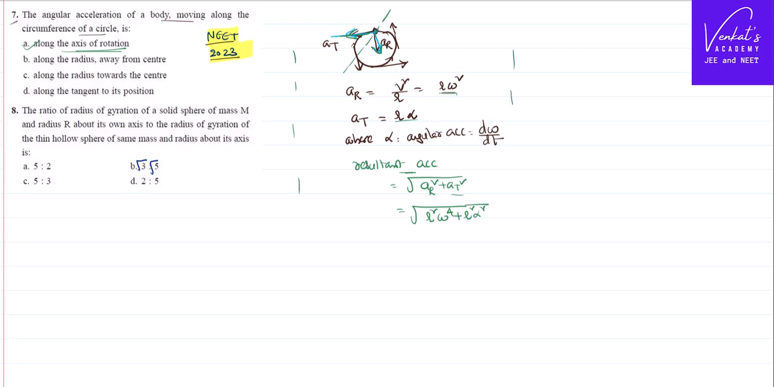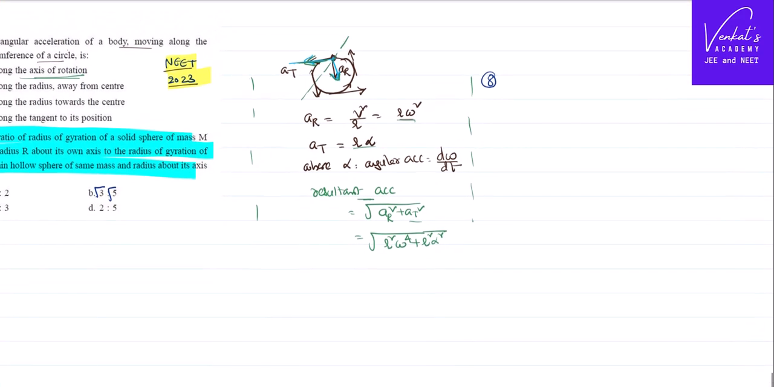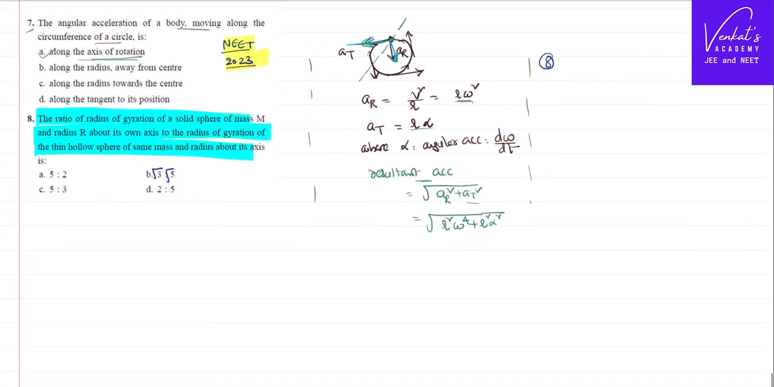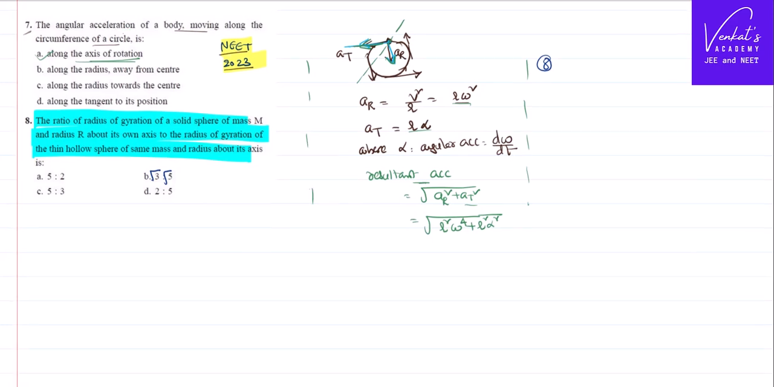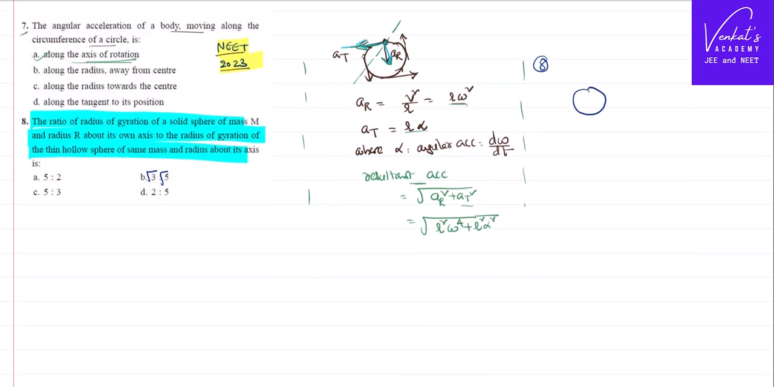Let's have a look at the second question. The ratio of radius of gyration of a solid sphere to that of a hollow sphere is how much? It's very simple, but we are here taking the formula. The derivation we are not making here, it has to be done with integration. We have done it, we can see it later.